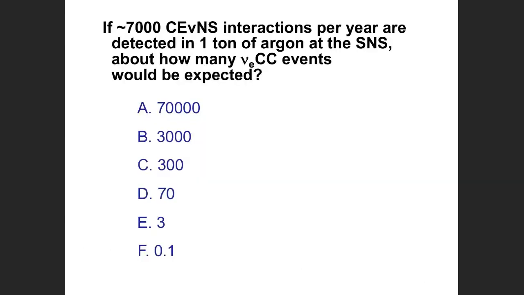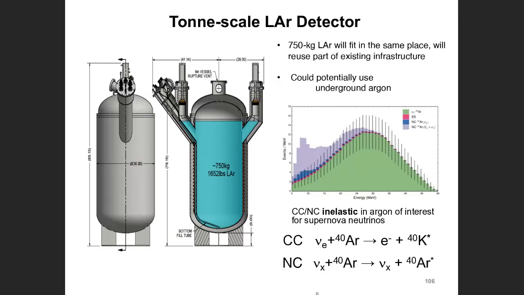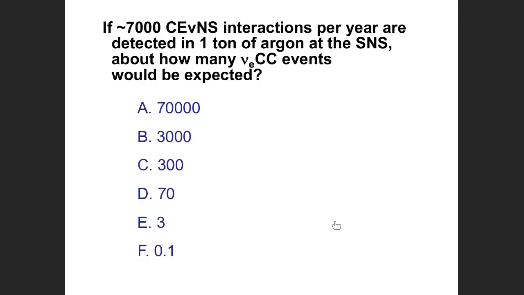And so here's another question. Suppose this is just a back of the envelope order of magnitude. You can guess by order of magnitude. Suppose you expect 7,000 7 interactions per year in 1 ton of argon at the SNS. How many inelastic interactions? So these are regular charge current interactions. They're not coherent. They're not elastic. How many of those would you expect per year in that same detector?